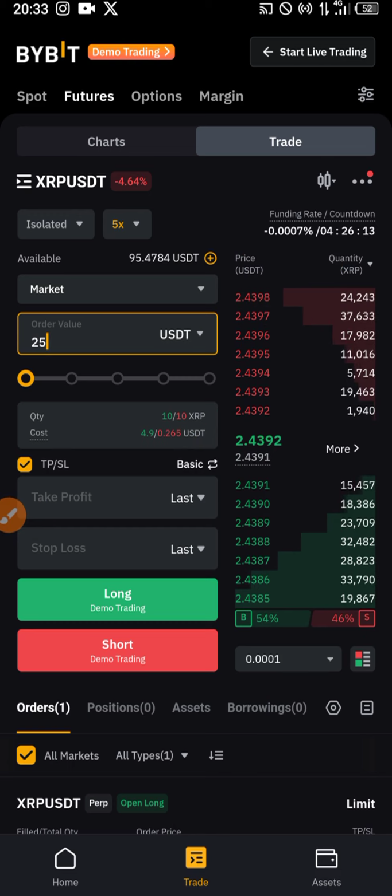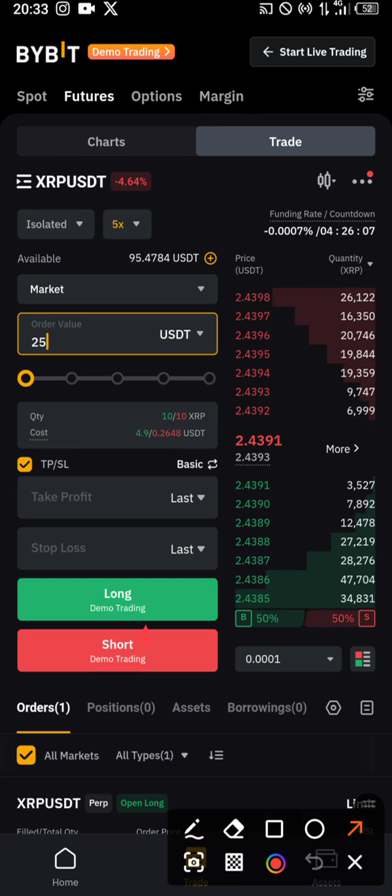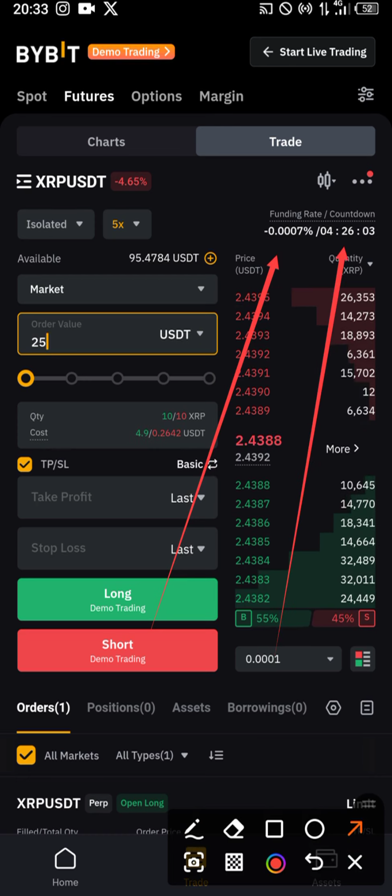Understanding funding rates and their effect on your position. What exactly are funding rates? If you look up here, you see funding rates, and there's a countdown timer there. Now what exactly is a funding rate? Funding happens every 8 hours on Bybit.